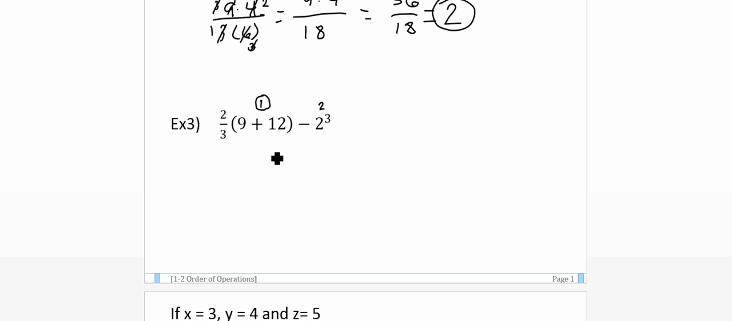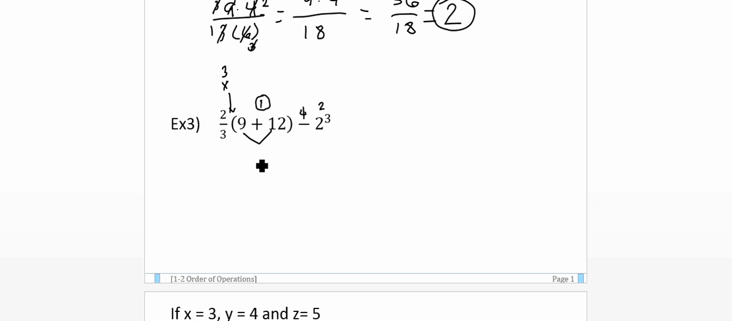Then do I have any multiplication or division? I do have multiplication because a number next to a parentheses means multiply. Right here, this means times. So that's the thing I'm going to do third. I'm going to multiply the fraction third, and then I'm going to subtract last. So first thing, parentheses. Second thing, do the exponent. Third thing, do the multiplication. Fourth thing, do the subtraction. One step at a time.